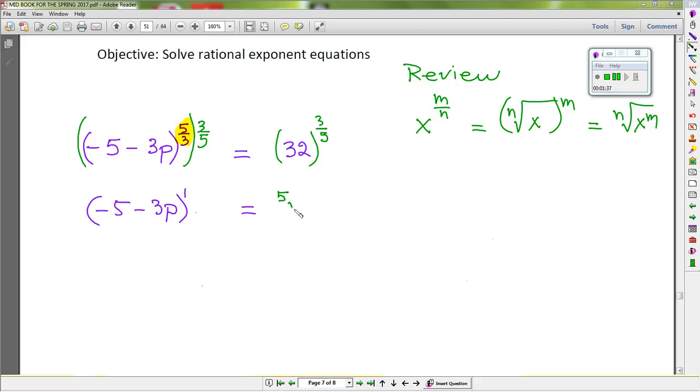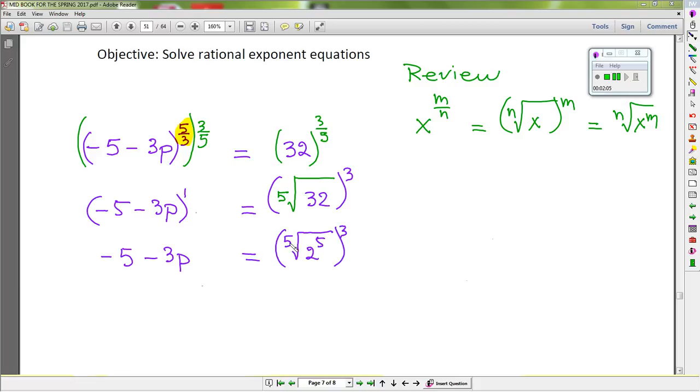So we have the 5th root of 32, all of that to the power 3. Let's go back to the left side. If we have 1 as our exponent, we can ignore it. So -5 minus 3p. On the right hand side, 32 will be 2 to the power 5, and all of that to the power 3. You can see right here that if your power and your root are the same number, we can think about putting them in a fraction, and then that will divide out and give you 1.